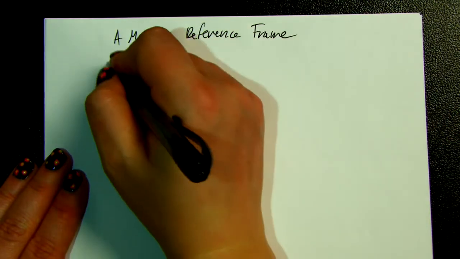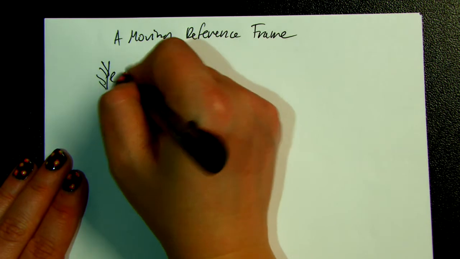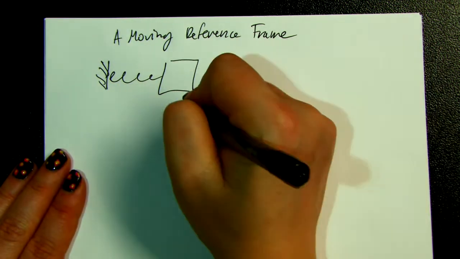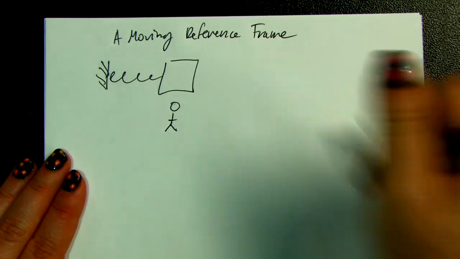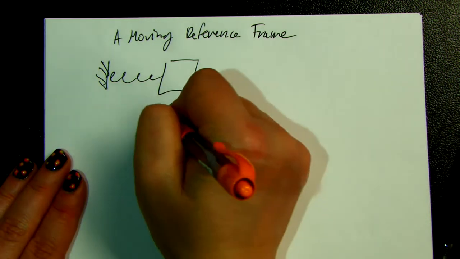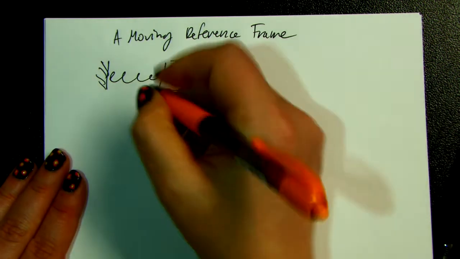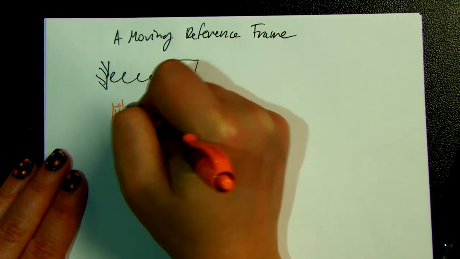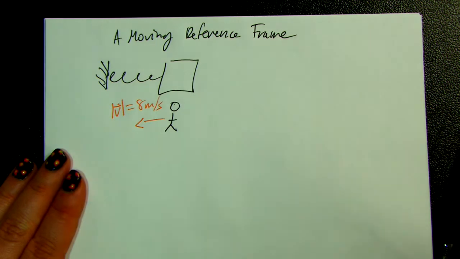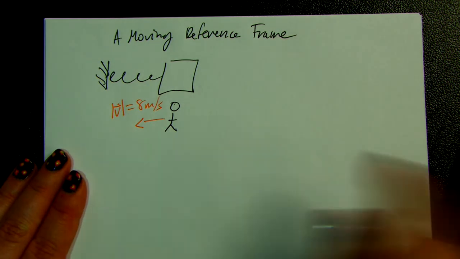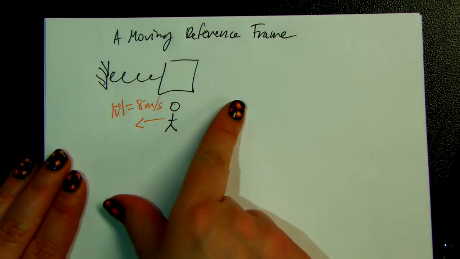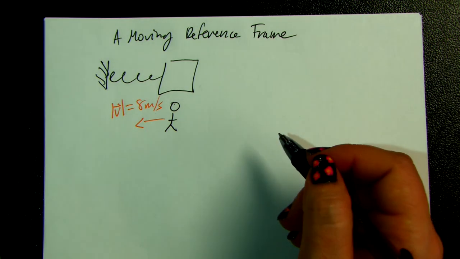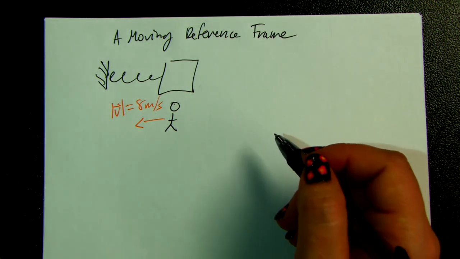All right, so here's our spring, and then you are moving, and you have velocity, or a speed, of 8 meters per second, so you're moving to the left. That is going to make this system appear like it's moving to the right. So from your perspective, everything moves around you.